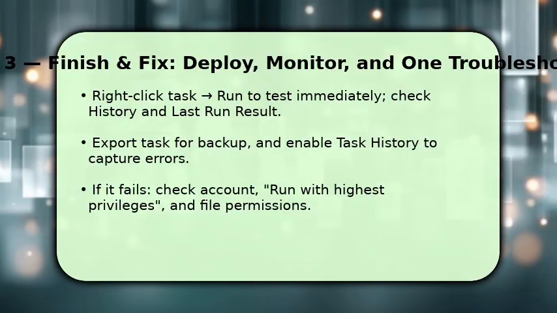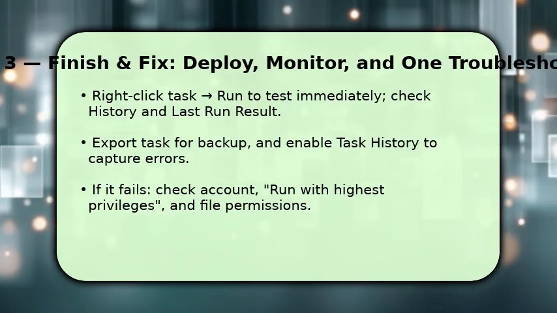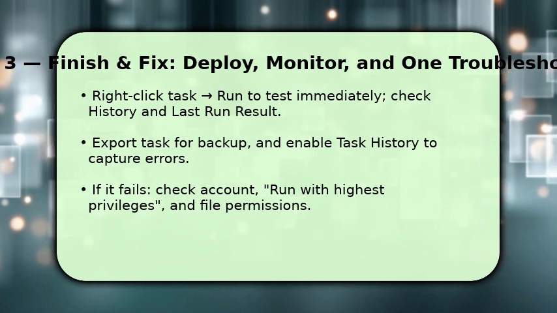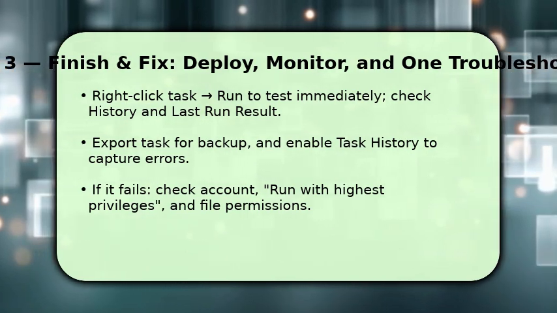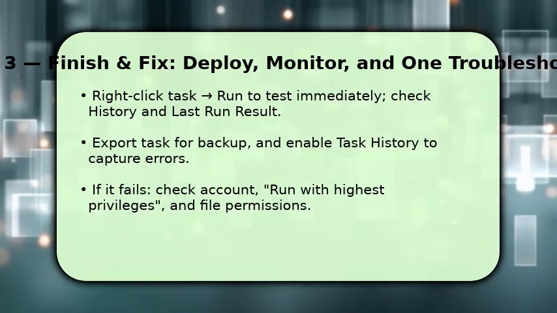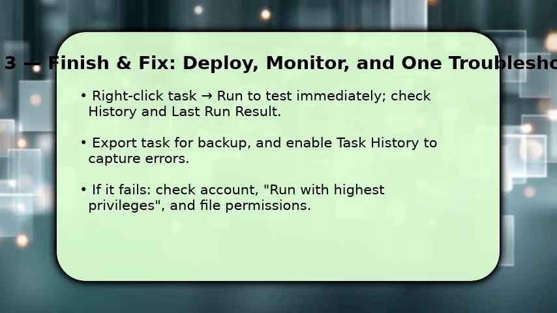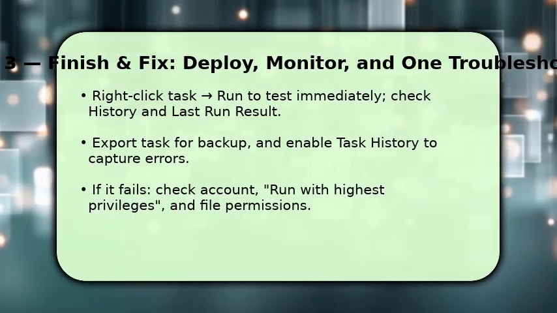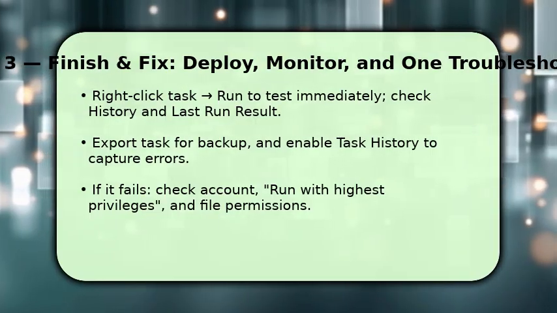You finish by validating the task. Right-click it and choose Run to force an immediate execution, then inspect the History tab and last run result code. Once satisfied, export the task as an XML backup and enable task history so future failures record details.